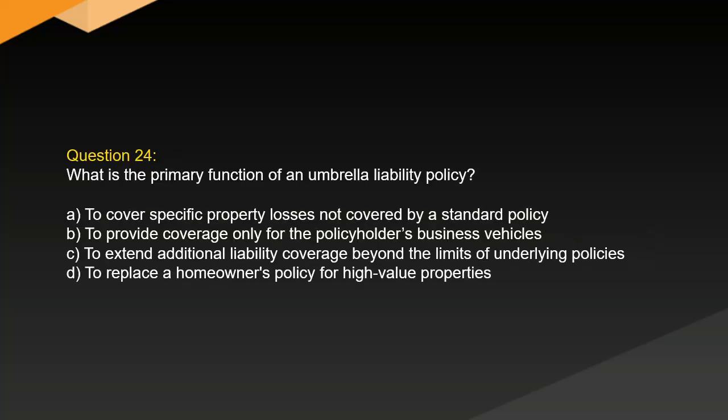Question 24. What is the primary function of an umbrella liability policy? A. To cover specific property losses not covered by a standard policy. B. To provide coverage only for the policyholder's business vehicles. C. To extend additional liability coverage beyond the limits of underlying policies. D. To replace a homeowner's policy for high-value properties.